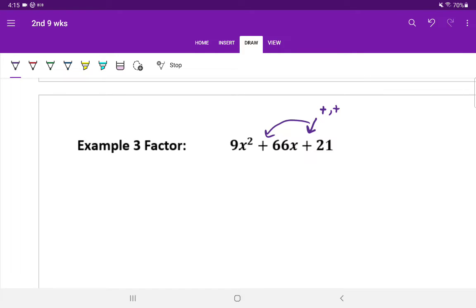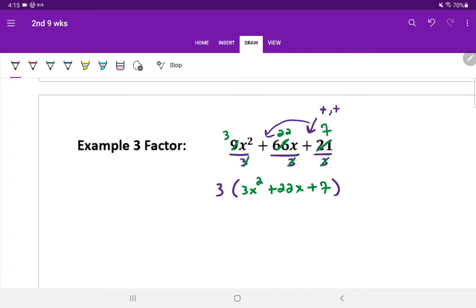You can try the 9, but 9 doesn't go into 66, so it's a good idea to try your lower number. But I do know some factor of 9 is going to have to work in here if there's a GCF, and what works is 3. So we're going to put 3 and then divide each term by 3. Whatever's remaining, we'll put in the parentheses. 3 goes into 9 3 times, that leaves us with 3x squared. 3 goes into 66 22 times, that leaves us with 22x. And 3 goes into 21 7 times, that leaves us with a 7.